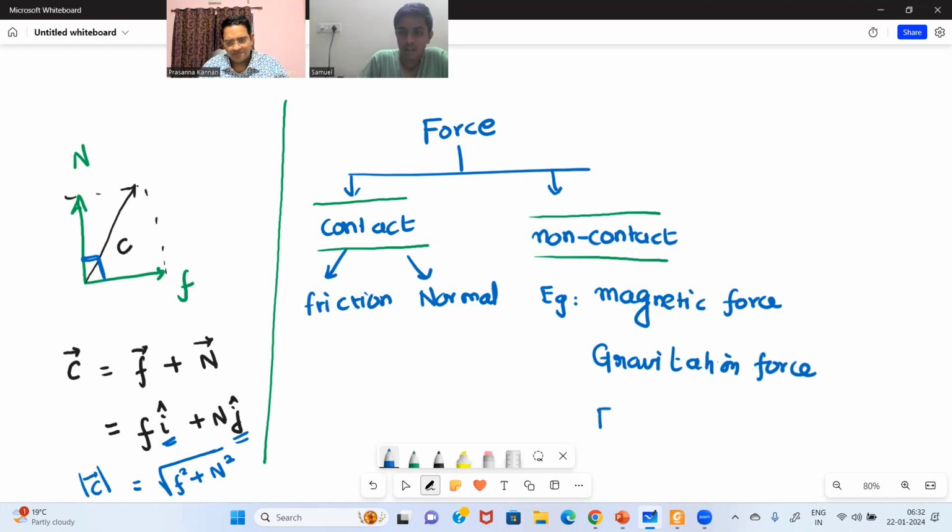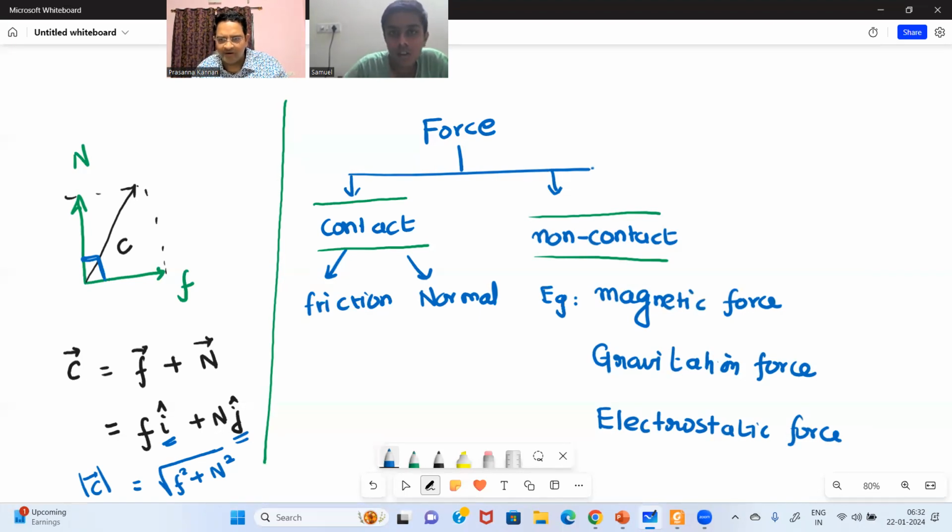What else? Electromagnetic force. Electrostatic force, right? So what is electrostatic force? The force between any two charges, right? They don't have to touch each other to experience it. Even at a distance, they will experience the force. These are some examples of non-contact forces.